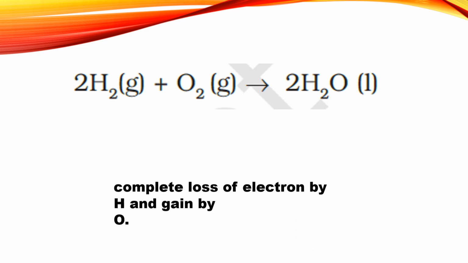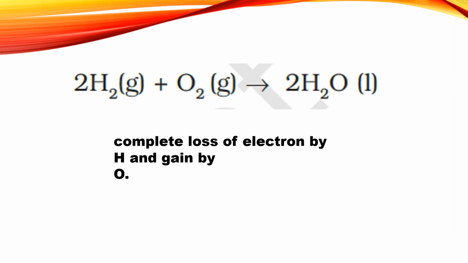So we can see here complete loss of electron by hydrogen and gain by oxygen. As we can say here, electron loss by hydrogen and gain by oxygen. So there is a formation of covalent bonds. Covalent bonds are nothing but sharing of electrons to form electron pairs from each element.